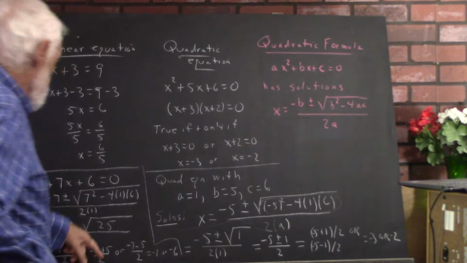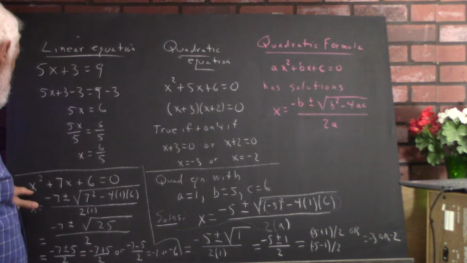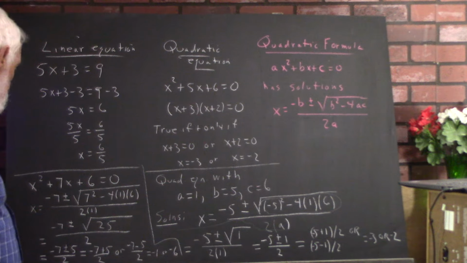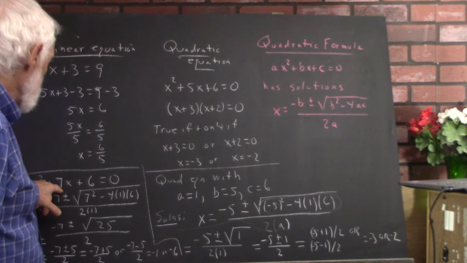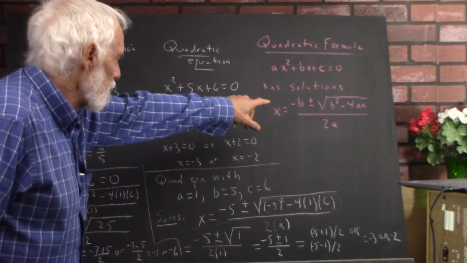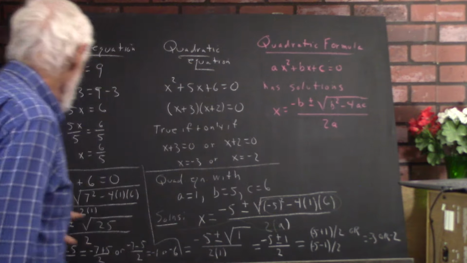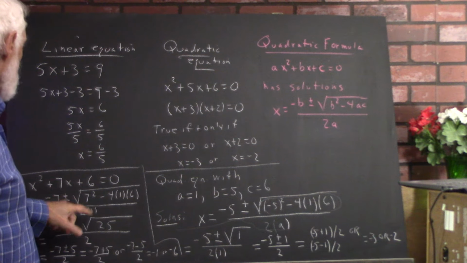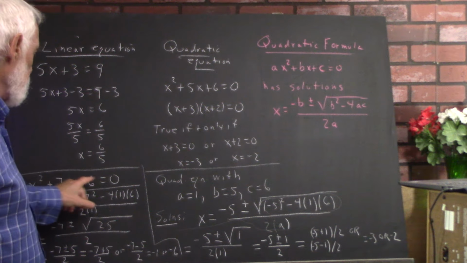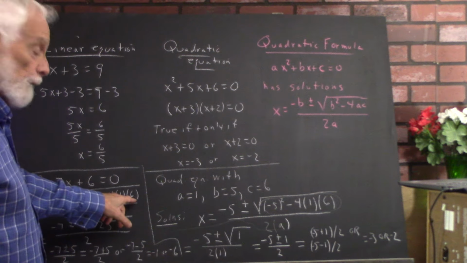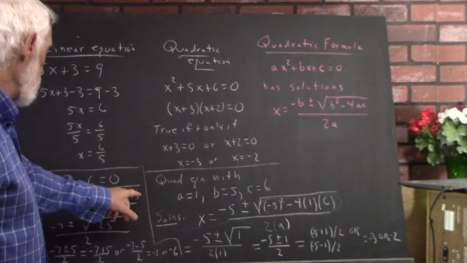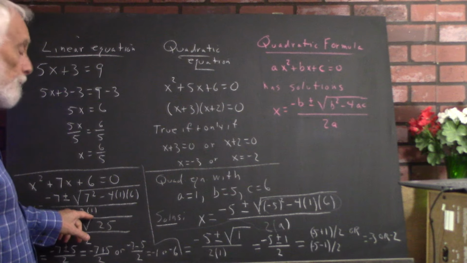Just another problem we solved. x squared plus 7x plus 6 equals 0. Very easily done. B is 7, so we put 7 in for B here, and here we get -7. We put 1 in for A, and that goes here. We put the 6 in for C, that goes here, and of course the 4 is part of the formula of the 4AC. So there's our 4AC, and here's our 2 times A, 2 times 1.